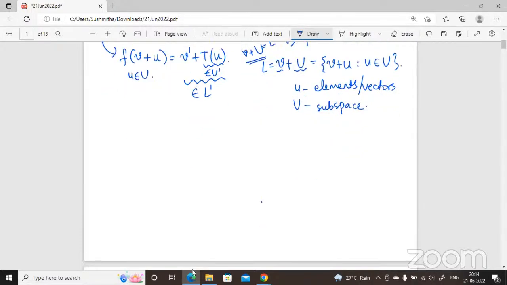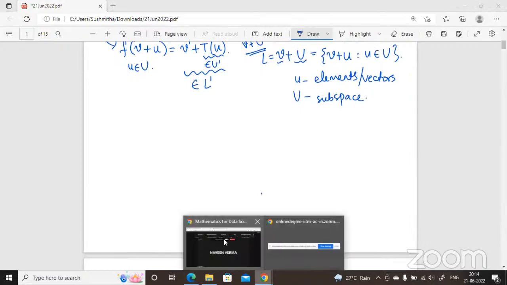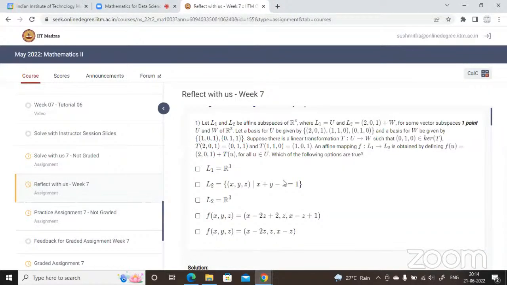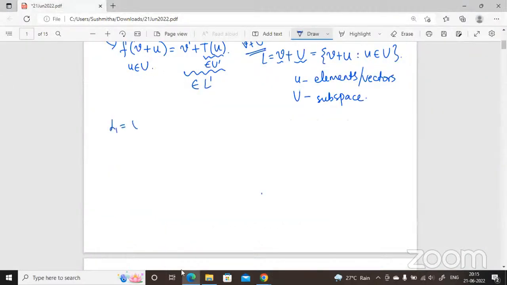Okay, so now we will do the reflect problem, which is related to this. We have two affine spaces, L1 and L2. L1 is U. The subspace itself is an affine space, right? You just translate by the zero vector. Every subspace is an affine space, yes, because the translation is by the zero vector. That's all.